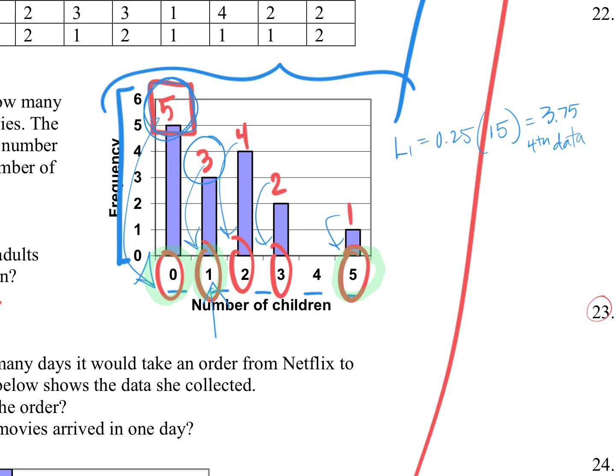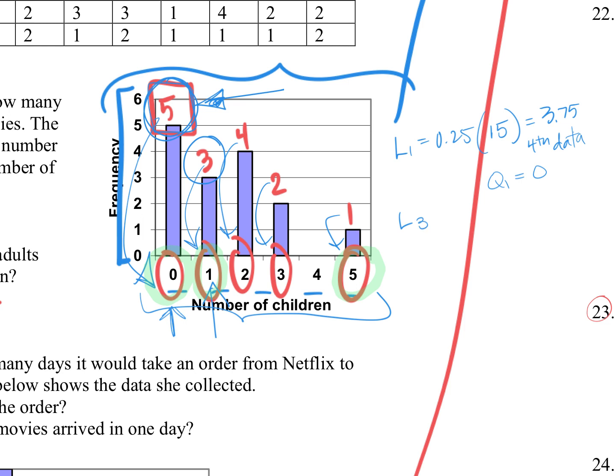And so that 4th data point, again, it goes in order already because of the way we're using our axis. It's going from littlest to biggest. So our 4th data point would have to fall in that first bar because that's where our first 5 data points are. So we know that our Q1 would have to be 0 kids because that's where our 4th data piece falls. So it's right in that first column.